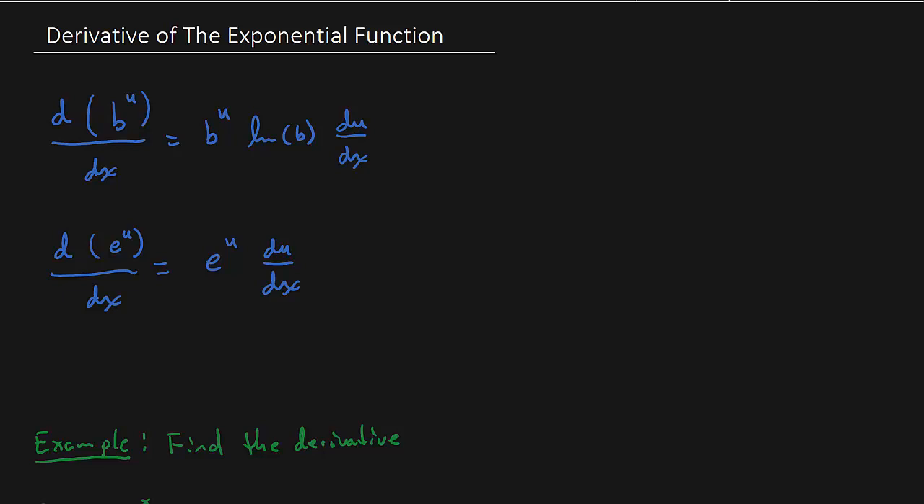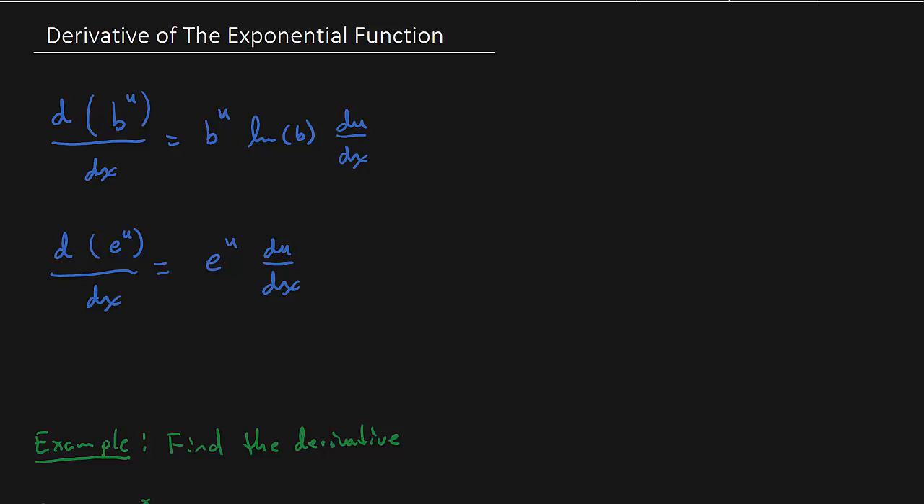This time we're going to look at finding derivatives of exponential functions. All right, so let's take a look at the two formulas we have here. We have the derivative of b raised to the u. Now the exponential function, your variable is up here in the exponent. Here we have some base b. So the derivative is b to the u, whatever the problem is, times the natural log of the base times the derivative of the exponent.